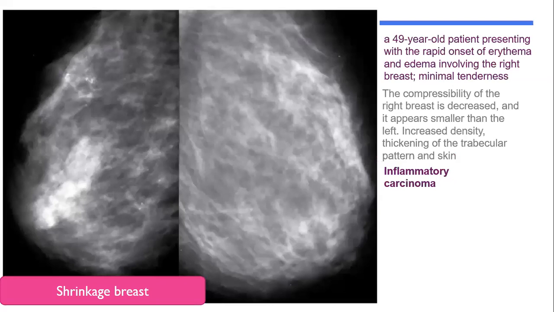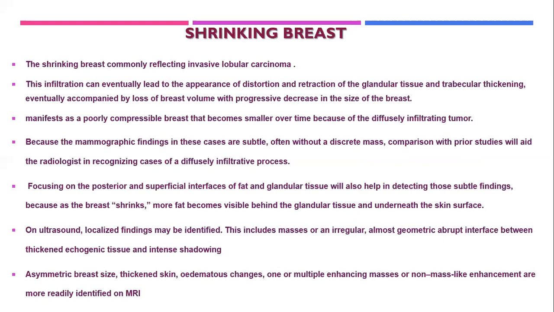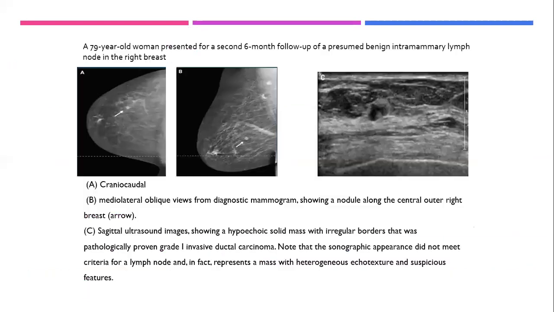Okay, this is another example of a shrunken breast, but in a case of inflammatory carcinoma. Also involving the right side. And usually in a shrunken breast, when it is difficult, MRI is helpful. This example is also from the literature because they suspected this small circumscribed nodule to be an intramammary lymph node.